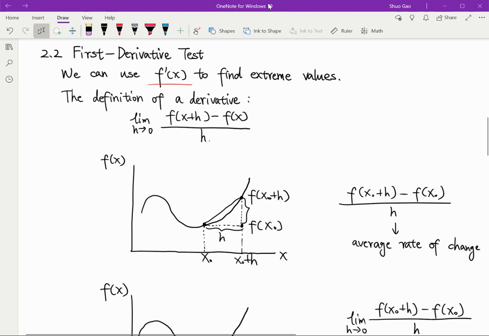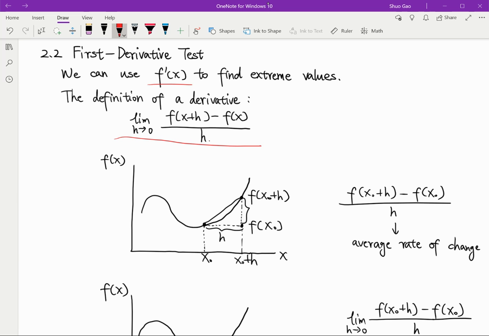Now let's take a look at the first derivative test. The idea is that we can use f'(x) to find the extreme values. We call f'(x) the first derivative of function f. Okay, so here's a review of the definition of the derivative.